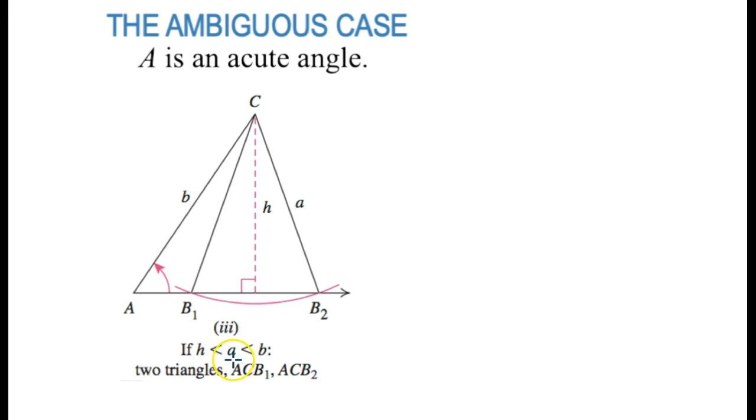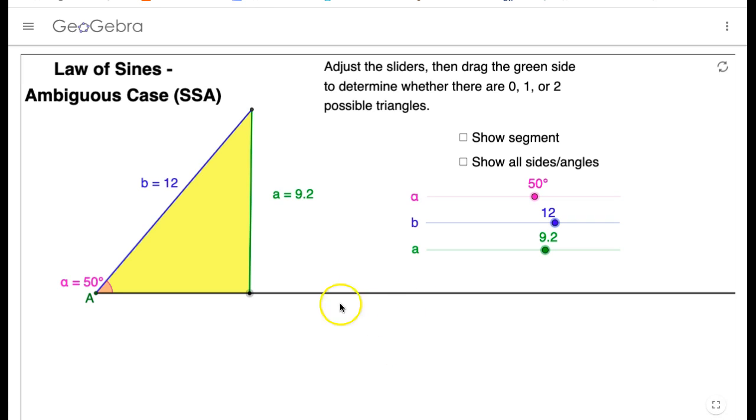If the length of side A is bigger than the height, but less than side B, we can actually drag this side A and create two different triangles. Okay, so again, let's get a visualization of that. Let's make this side, I don't know, 10.